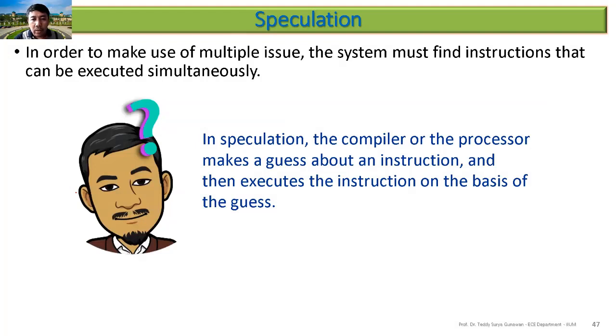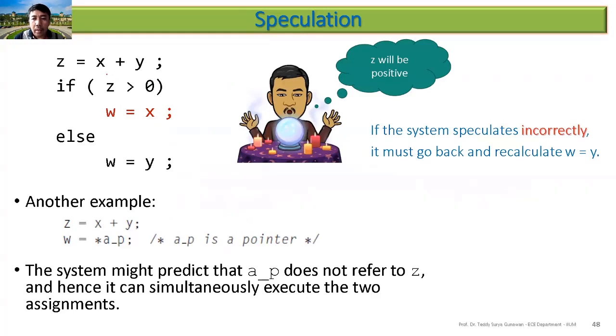In order to make use of multiple issue, the system must find instructions that can be executed simultaneously. So we need to speculate, we need to predict. The processor makes a guess about an instruction and then executes the instruction on the basis of the guess.